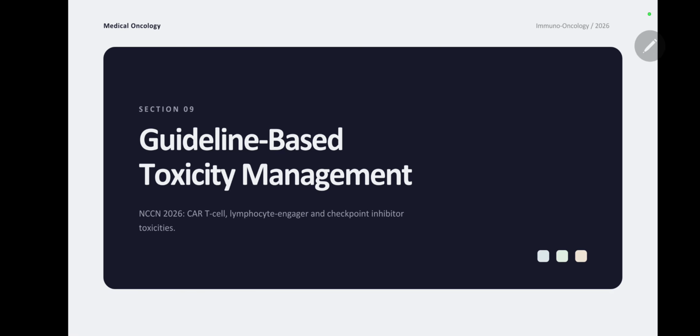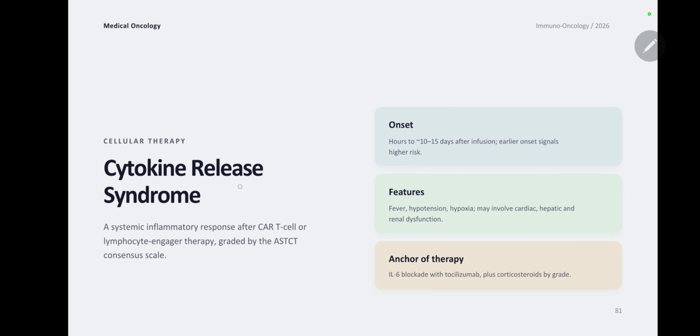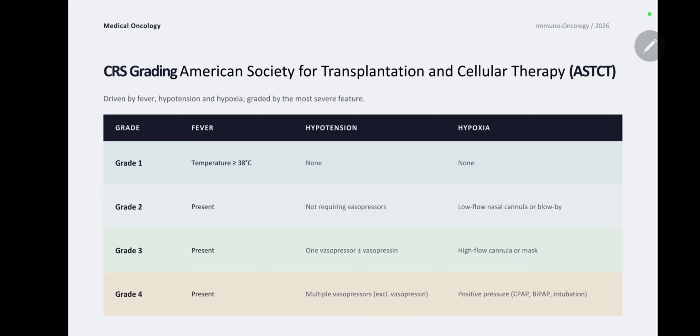So what is the guideline-based toxicity management? One important one is cytokine release syndrome. Cytokine release syndrome mostly occurs in CAR T cell therapy. It happens 10 to 15 days after the infusion. The patient shows fever, hypotension, hypoxia, cardiac, hepatic and renal dysfunction and other things. Grading of CRS is done by the American Society for Transplantation and Cellular Therapy, the ASTCT. According to that, CRS grading depends on fever, hypotension and hypoxia.